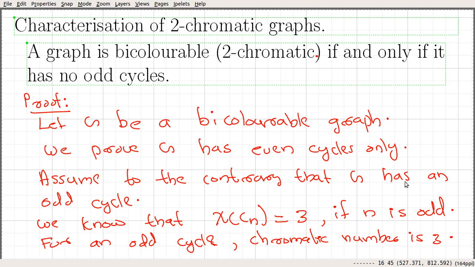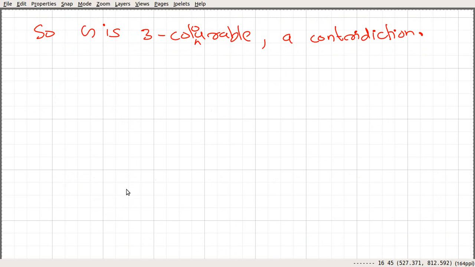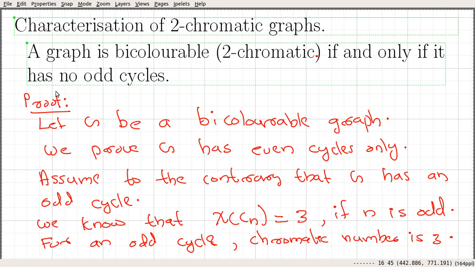So every cycle in the graph has even length. Hence G has no odd cycle. So that's the proof for the first part. We proved if the graph is bicolorable, then it has no odd cycle. So let's go and prove the other direction.